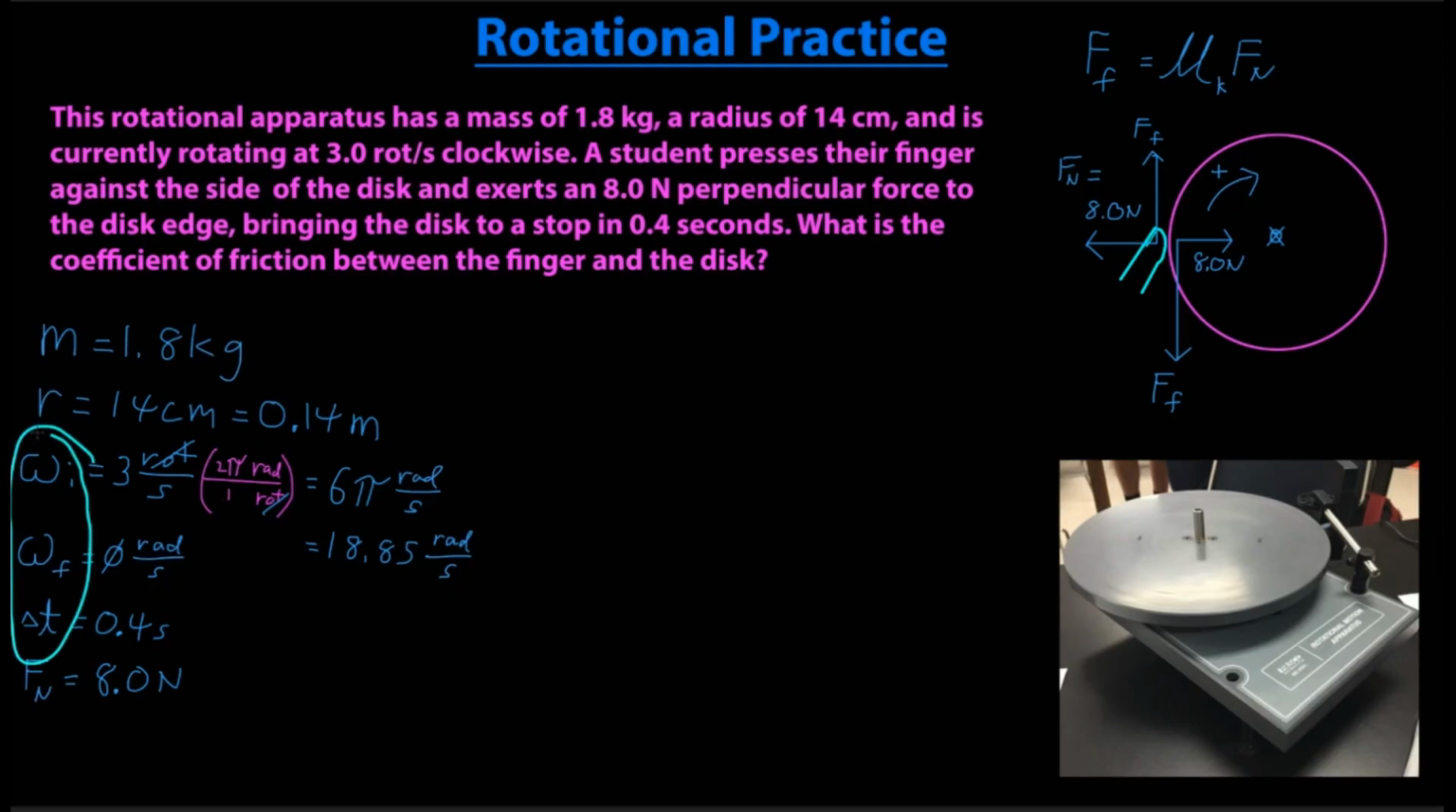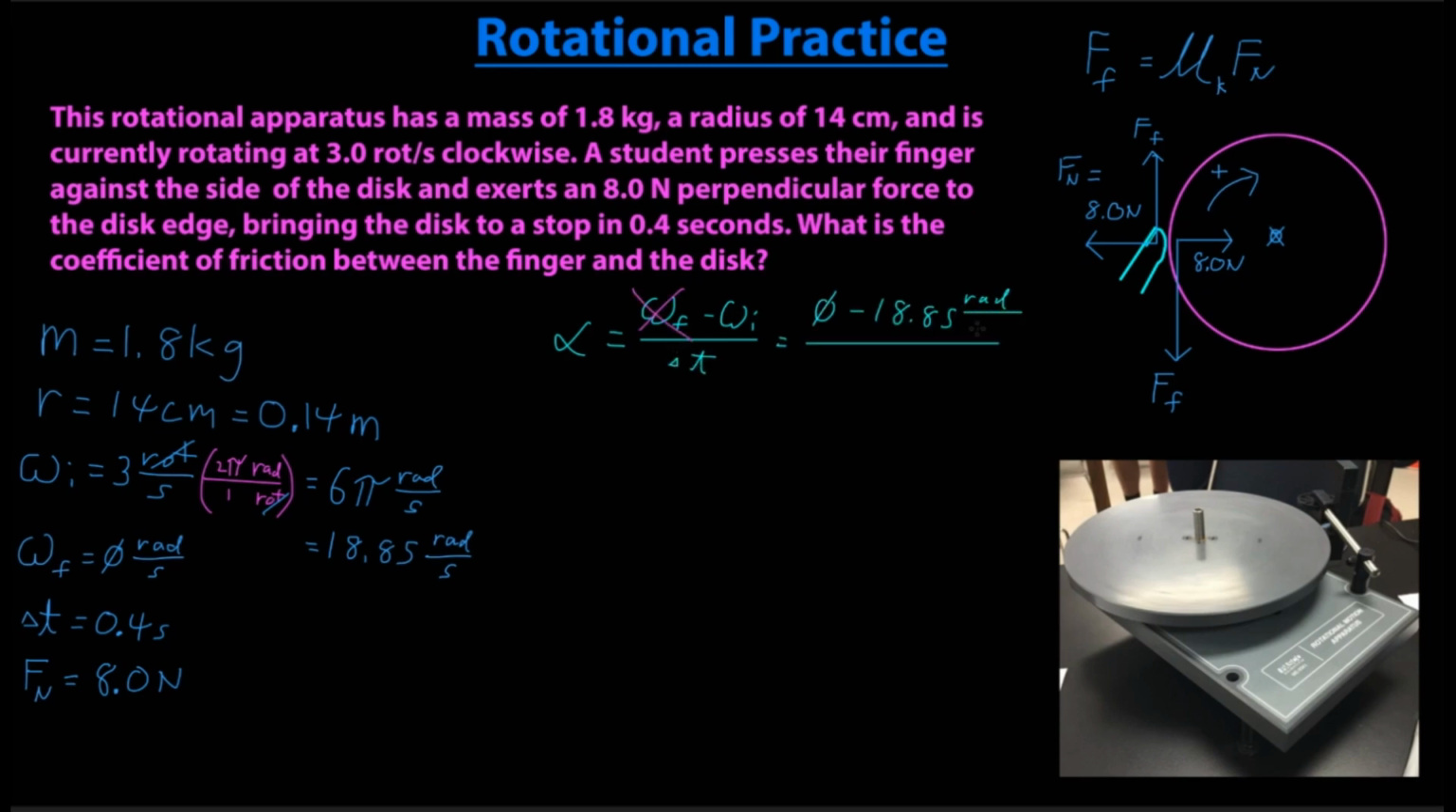I'm immediately seeing that we have enough to get angular acceleration. Omega final minus omega initial over time. There is no omega final. So I have 0 minus 18.85 radians per second over 0.4 seconds. This is angular acceleration, negative 47.13 radians per second squared. Again, I flipped the directions on purpose because I'm seeing this negative acceleration as the disk slowing down, which in my opinion makes things a little easier to understand conceptually.